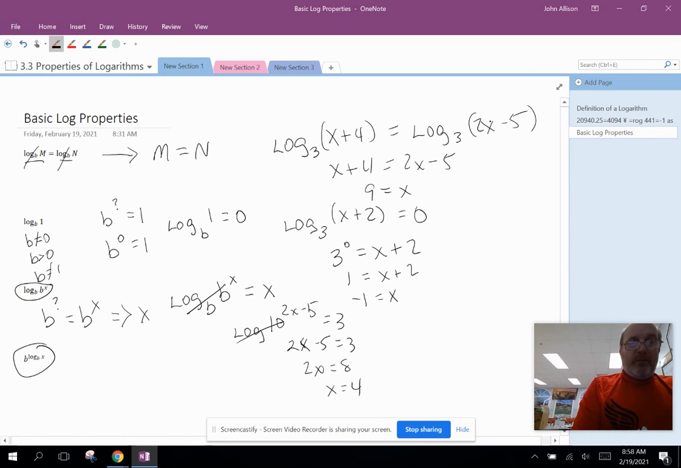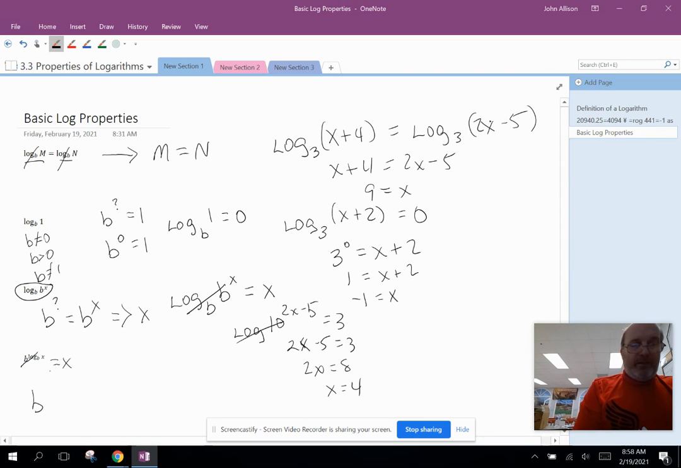Likewise, we have this property that says b to the log base b of x. Now think about this. This log base b of x is the power of b that gives you x. So if log base b of x is the power of b that gives you x, then b to the power that gives you x is just x. So again, the exponential as a base cancels the logarithm in the exponent, and this becomes just x.